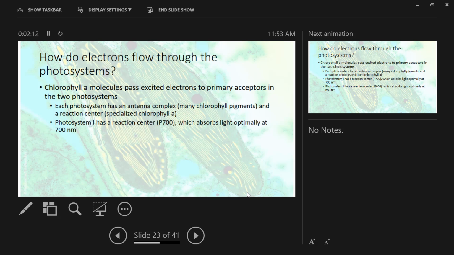Photosystem 1 has a reaction center that is triggered or optimized at 700 nanometers, towards the top of the visible spectrum. What color light is this? Anyone know? Red. This is red light. So photosystem 1 has a reaction center that works most optimally at 700 nanometers. Photosystem 2 has a reaction center that works optimally at 680 nanometers.